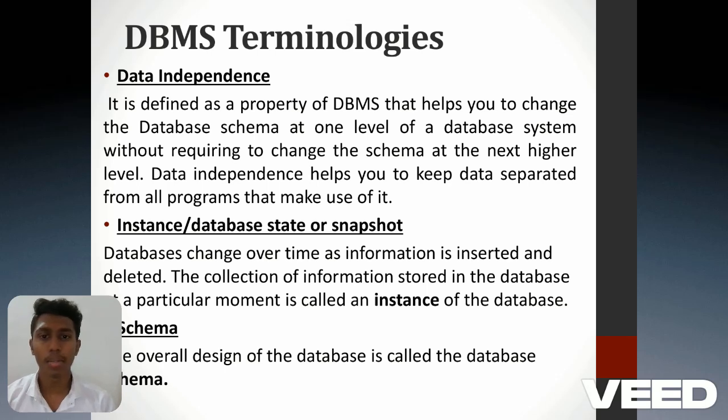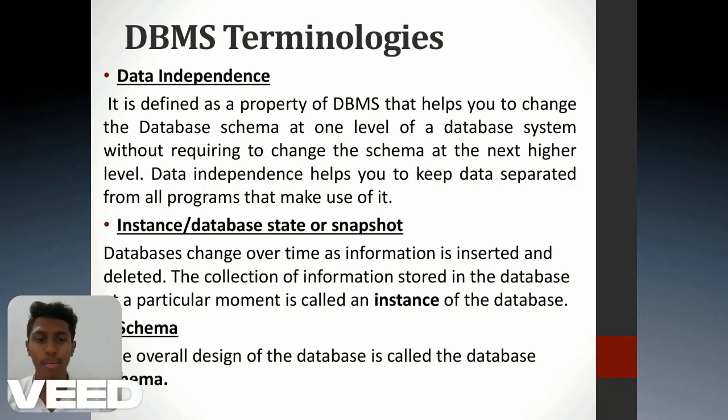Then we'll learn some basic terminologies related to databases. First one is data independence. It is defined as a property of DBMS that helps you to change the database schema at one level of a database system without requiring a change to the schema at the next higher level. The second one is instance, or database state at a snapshot. Databases change over time as information is inserted and deleted. And then, what is schema? Schema is basically the overall design of the database.